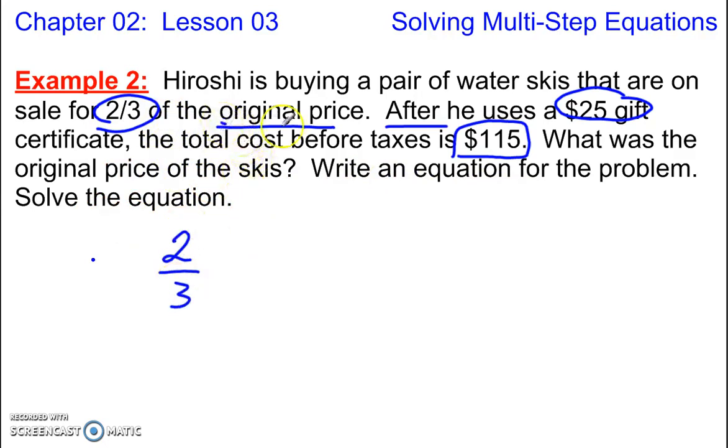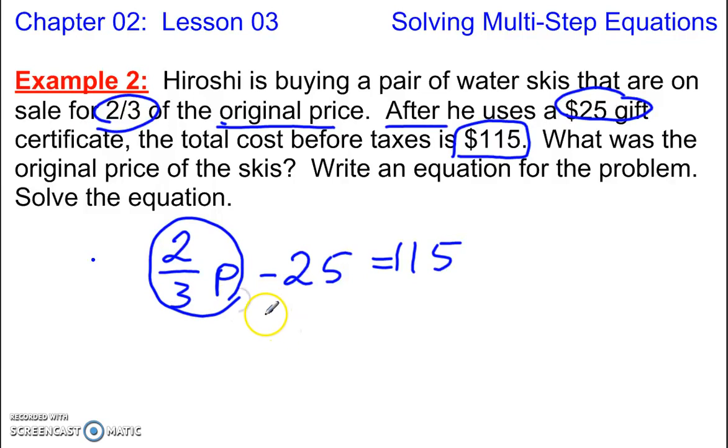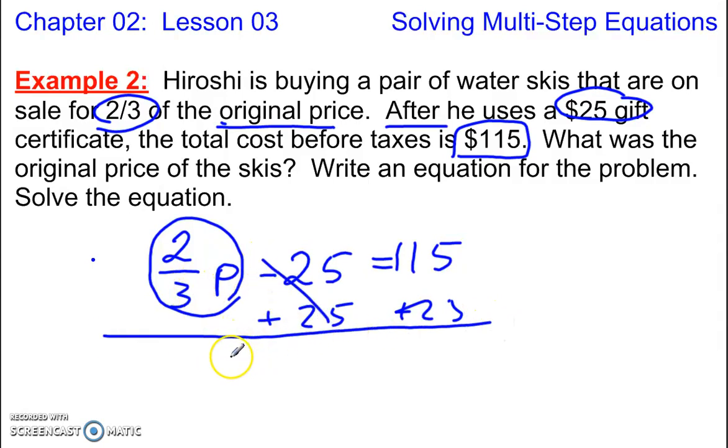All right, so 2/3 of the original price. I could write O, but O tends to look like a 0, so I won't use O. I'll use P. And then he uses a $25 gift card. So 2/3 of the price, and then minus the $25 is equal to $115. To solve this, circle the variable term, add 25 to each side, and then we have 2/3 P is equal to 115.